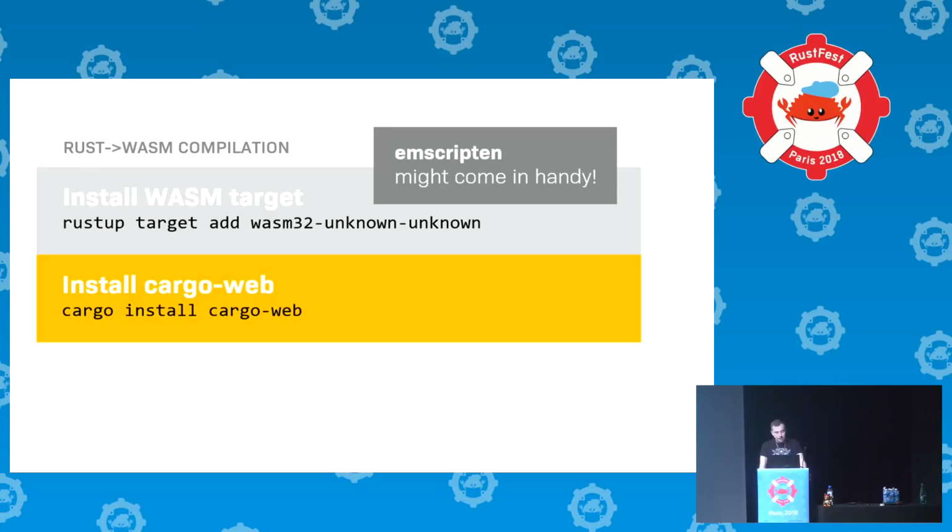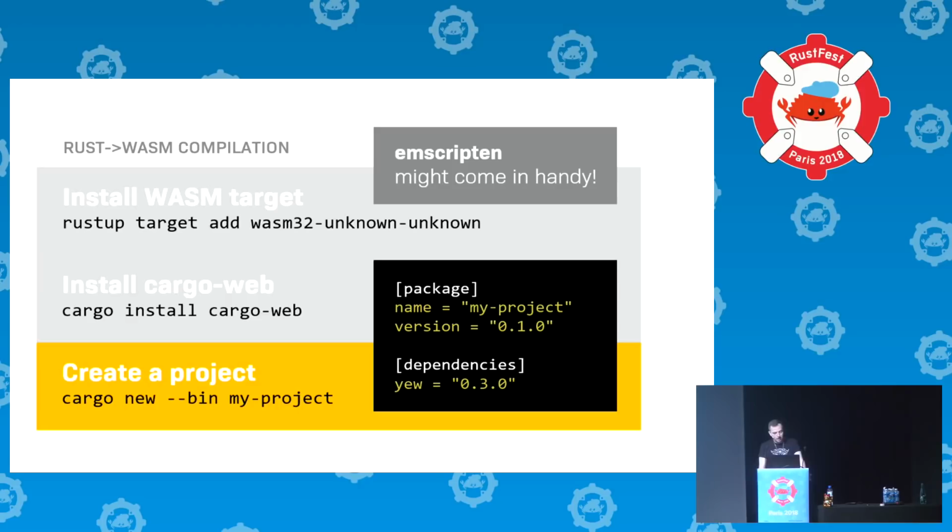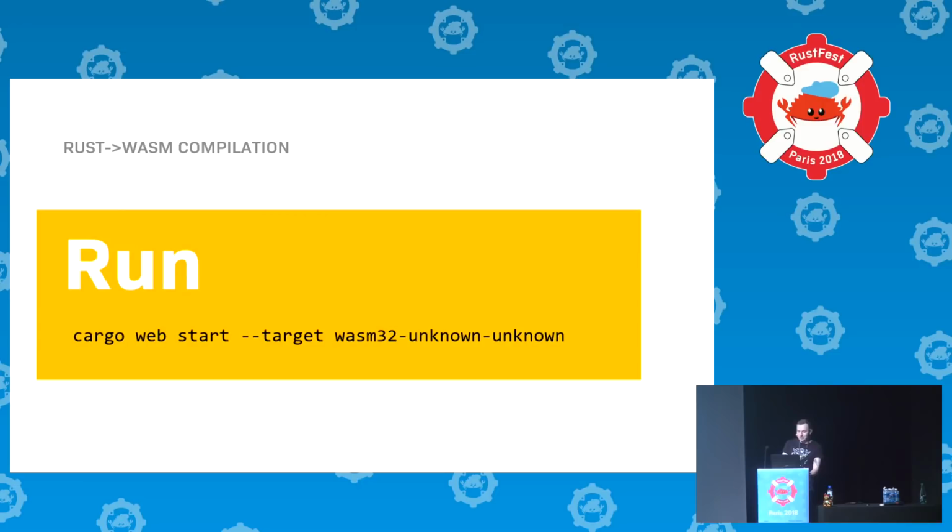I also recommend you to install cargo web tool. It helps you to watch, build, and run your code. Create a binary crate and put code I showed you into source folder of your project and run it with cargo web tool. Set necessary target. I use pure web assembly target without mscripting, because it works faster. And the cargo web tool will bootstrap a web server for your application.